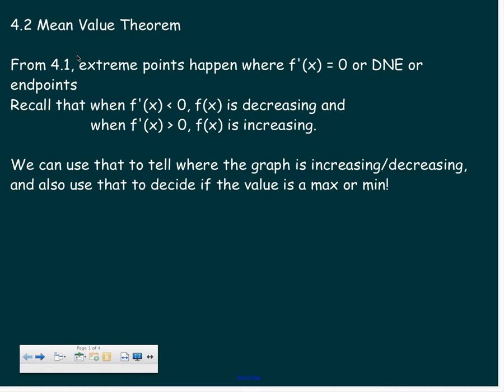I know that some students in some of my classes were saying, how can I tell if it's a local max or a local min? Well, you know that if it changes from increasing to decreasing, it's a max. And if it changes from decreasing to increasing, it must be a min. So that's going to be another way to show you. I'm going to put up that t-chart that we've had on our notes before.